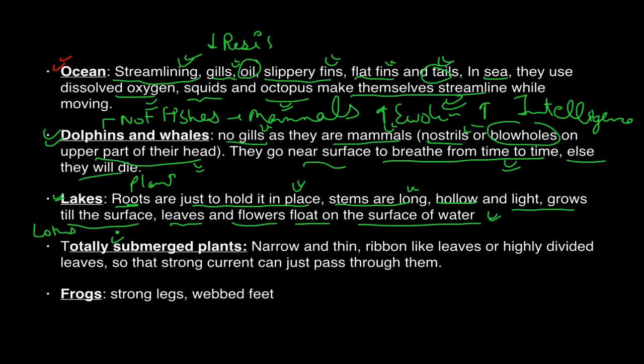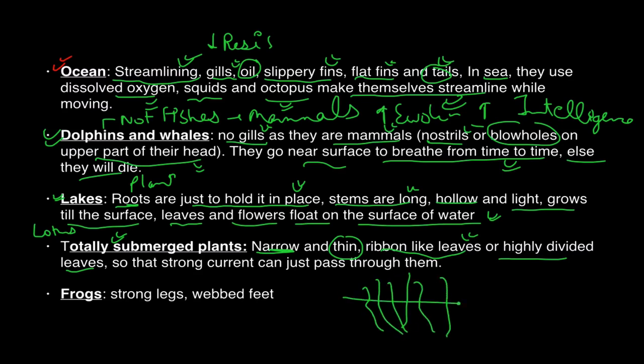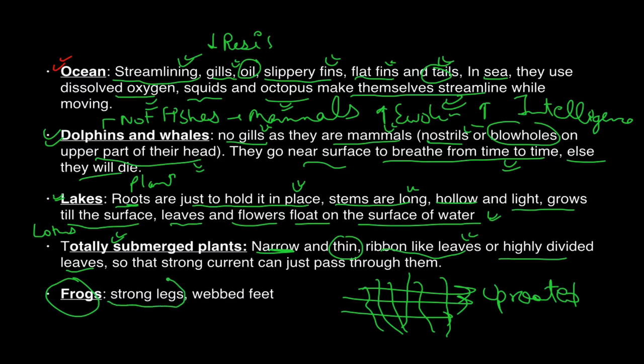However, we also have totally submerged plants, which are narrow and thin, and they have ribbon-like leaves, or highly divided leaves, either one of these. Leaves like this, so water can pass easily through them. Is that understood? So they will not be uprooted along with the flow of water. If you are too rigid and not willing to bend, you will be uprooted in strong currents. In the case of frogs, they have strong legs so they can jump out of the water and into the water, and they have webbed feet which help them in swimming.